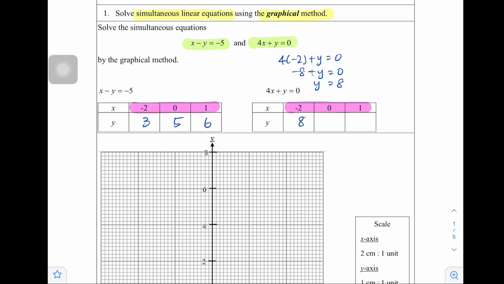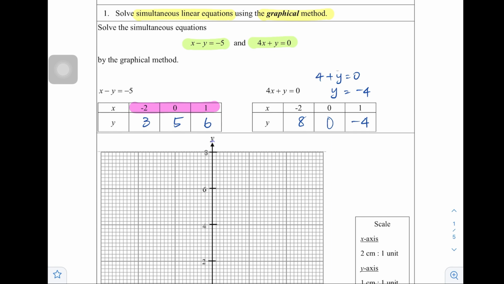Right, when x is equal to 0, we can see quite clearly that y has to be 0 because 0 plus y equals 0. So the only value possible for y would be 0. So let's write that down. And finally, when x is equal to 1, right, and I substitute in, I will have 4 times 1 plus y equals 0. So this is 4 plus y equals 0. So y must be -4.